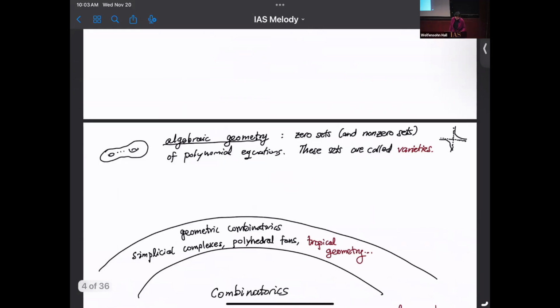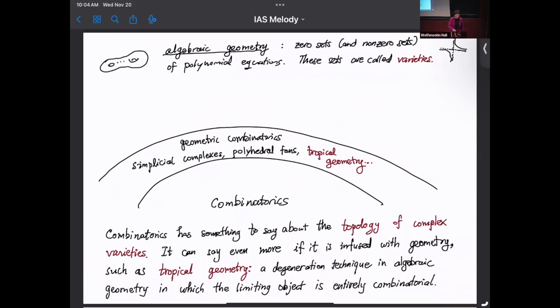All right, so it seems that the stated meeting point in this meeting is combinatorics. We all love combinatorics. And an angle that one could take is that it actually can have something quite interesting to say in the study of algebraic geometry, which, let me recall for you, is the study of zero sets and perhaps non-zero sets of polynomial equations. Such sets are called varieties, and I'll be interested in complex varieties, so solutions and non-solutions to polynomials with complex coefficients.